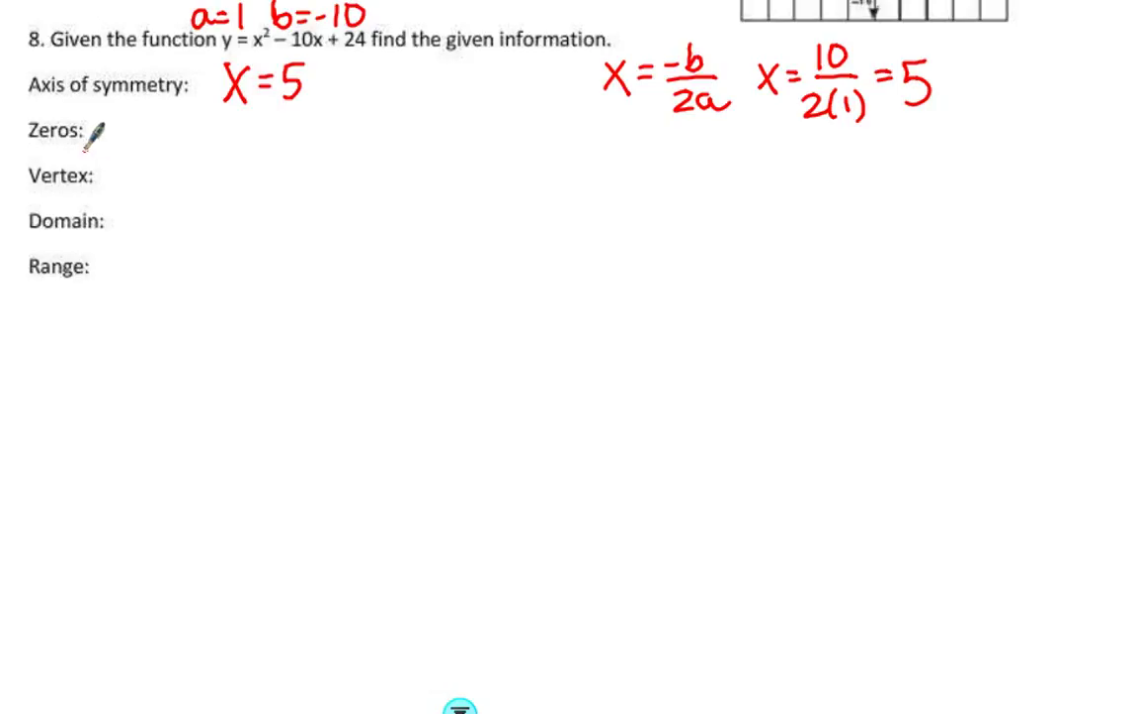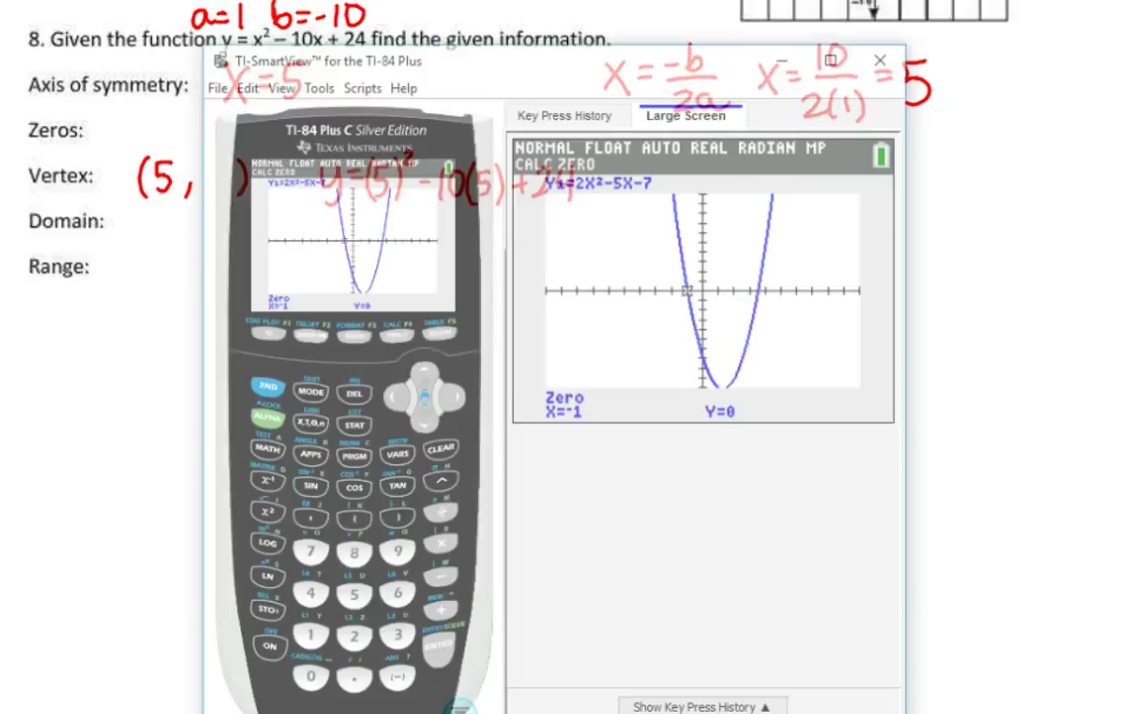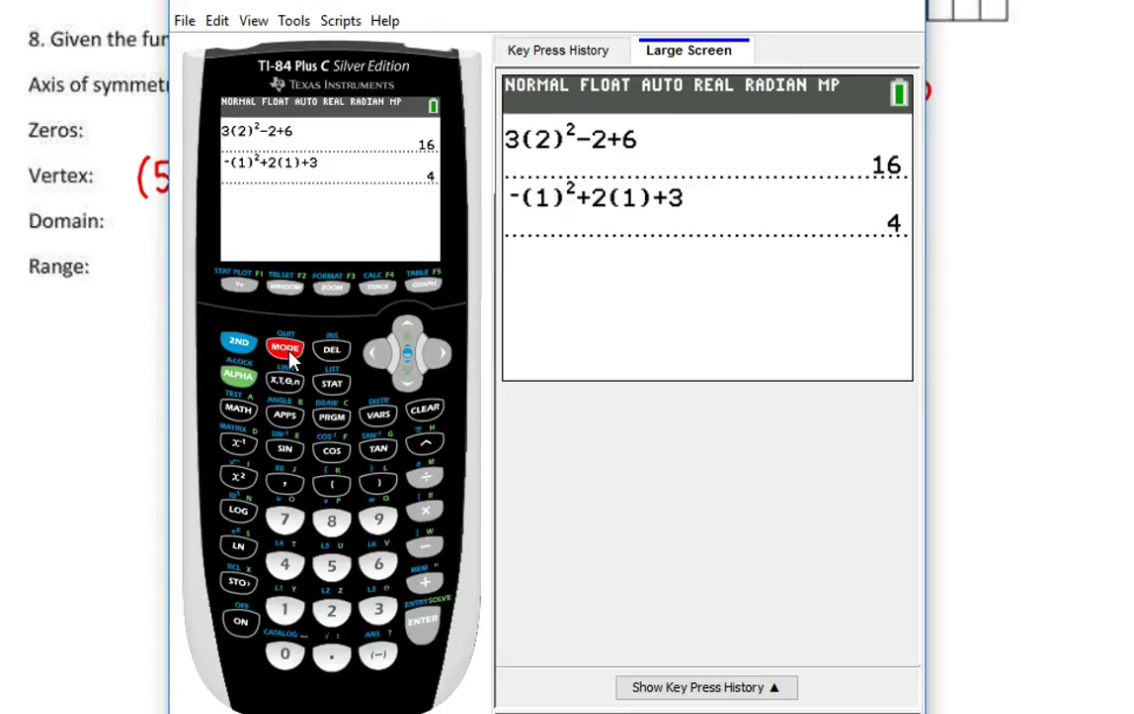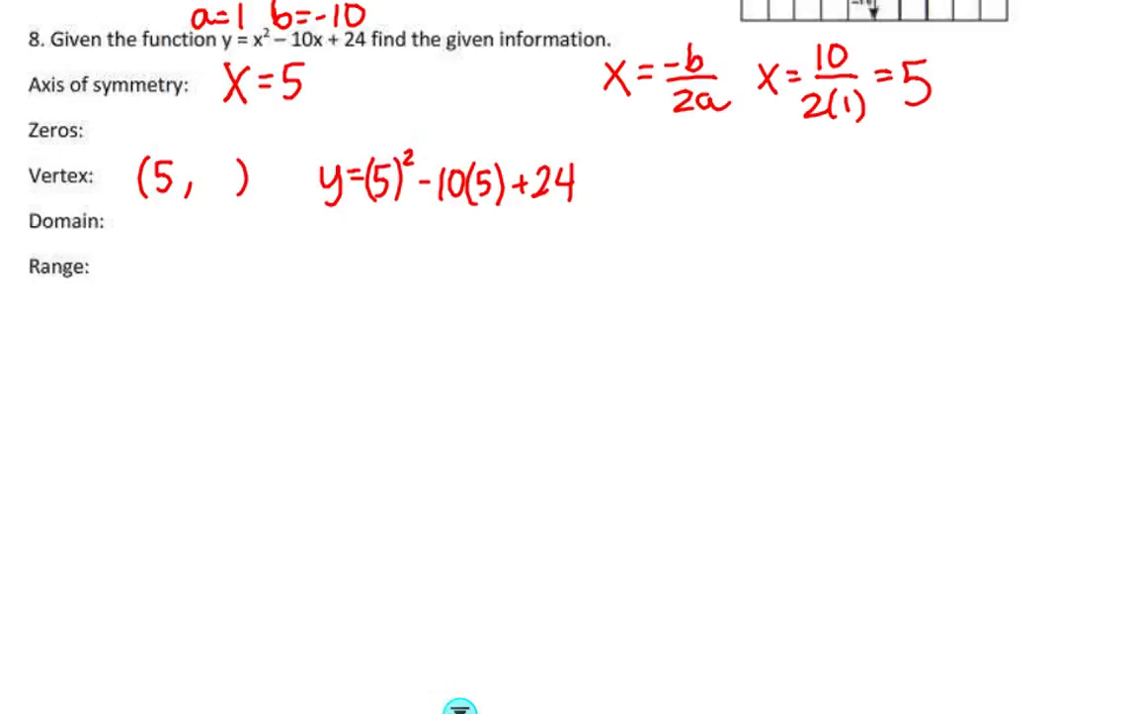Remember that your axis of symmetry and your vertex are related. These are the same x values. So to find that y value, we're going to plug in for x to our function. So we have y equals 5 squared minus 10 times 5 plus 24. And you can just plug that into your calculator. So that was 5 squared minus 10 times 5 plus 24 to see what the y value is. And we get negative 1 there.